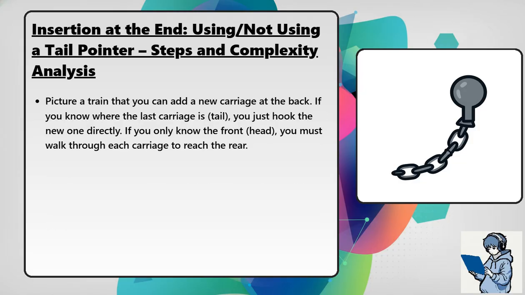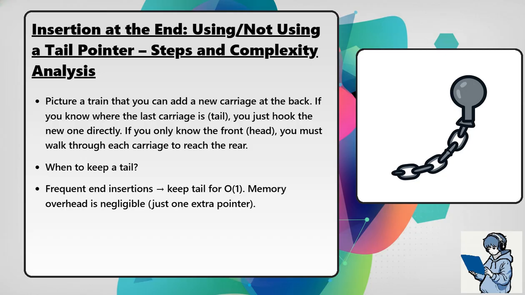Analogy: picture a train where you can add a new carriage at the back. If you know where the last carriage is, the tail, you just hook the new one directly. If you only know the front, the head, you must walk through each carriage to reach the rear. When to keep a tail: frequent end insertions, keep a tail for O(1). Memory overhead is negligible, just one extra pointer.